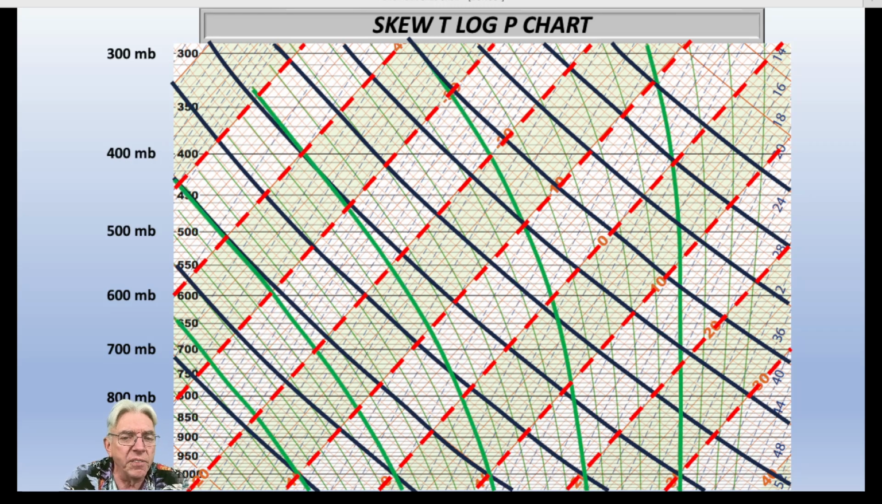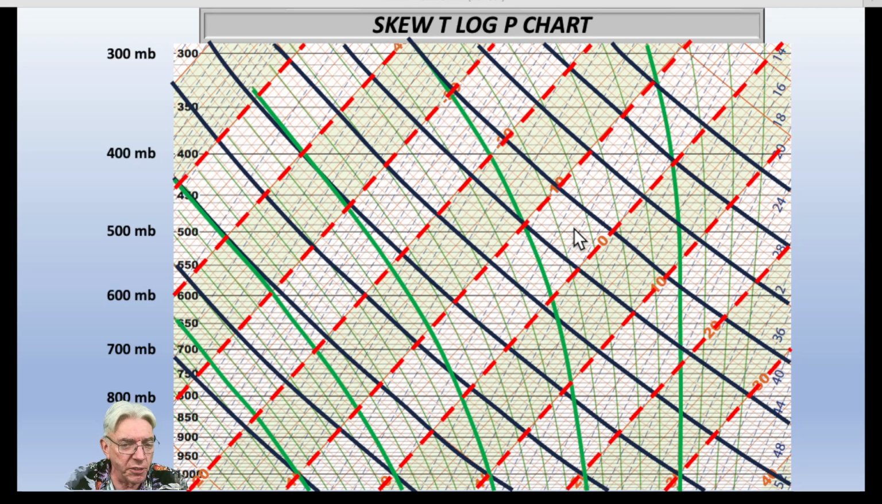And then we have these green lines, which are called moist adiabats. Now, if an air parcel is saturated or becomes saturated, then the process of condensation actually releases heat. And so now it's not going to cool at as rapid a rate as it would if it was unsaturated. And so you can see down in here where the temperatures are fairly warm, here's the dry adiabatic lapse rate, and the moist adiabatic lapse rate is quite a bit different.